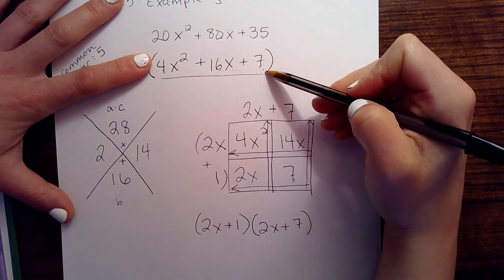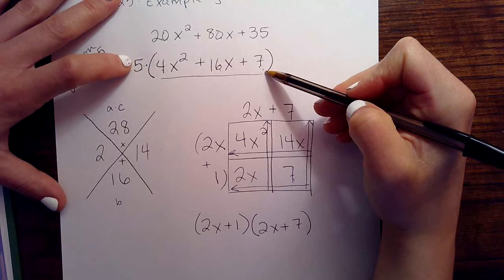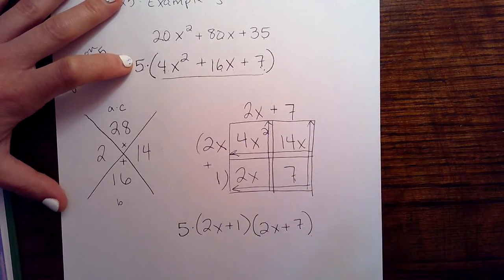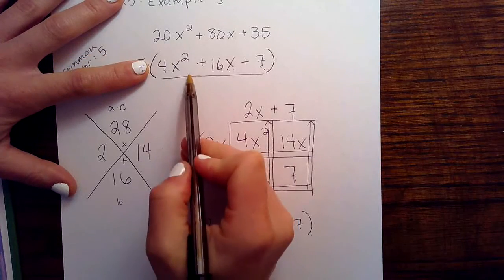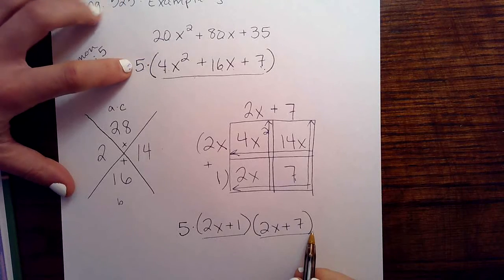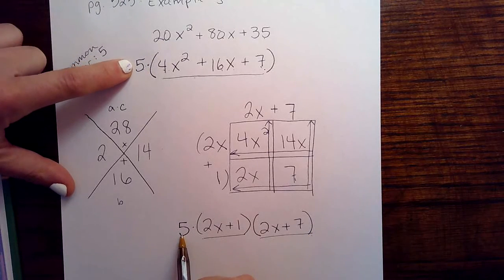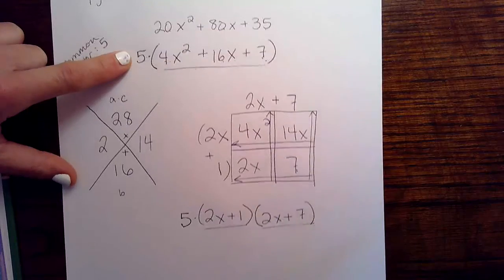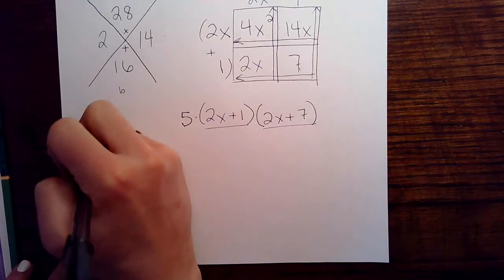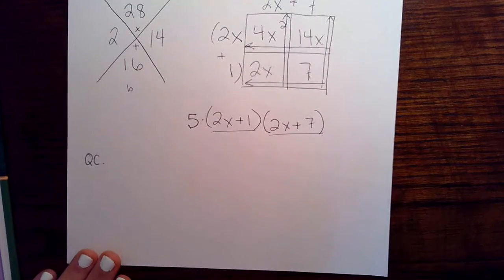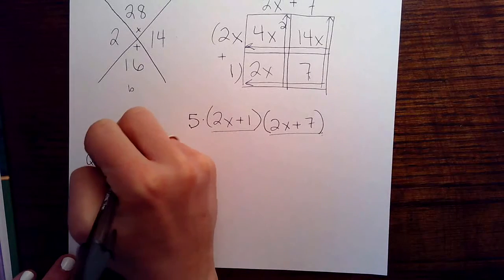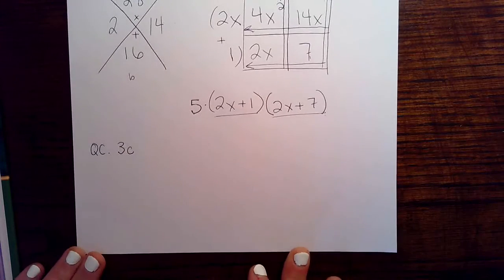But wait, there's more. Don't forget that 5, we said would go on our final answer. So 4x squared plus 16x plus 7 factors into these two binomials. And then we also have this factor of 5 that goes right out in front. Try one example. You can take this second to pause and try quick check 3. Let's try one with a negative number. Let's try 3c. Pause the video and try that.